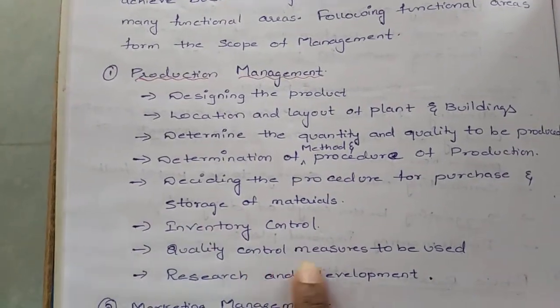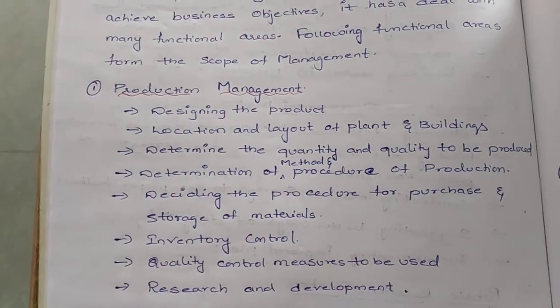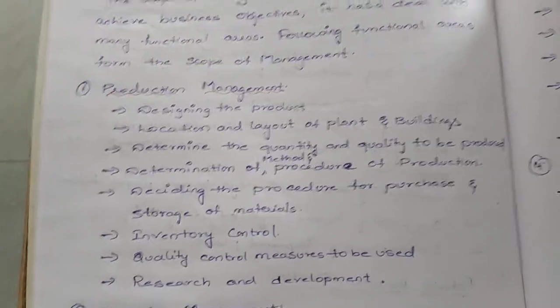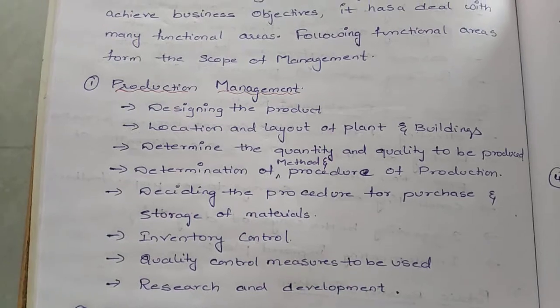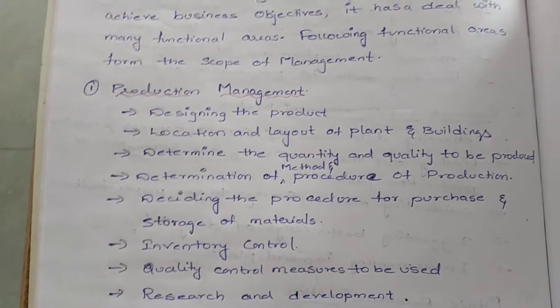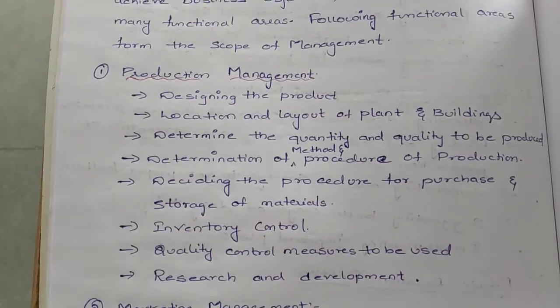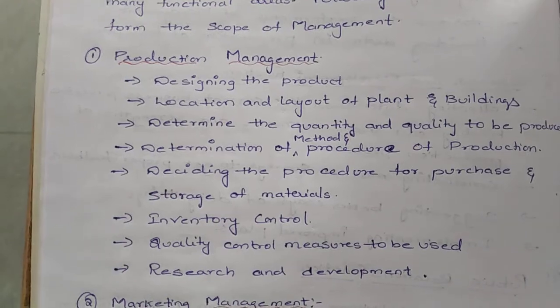Okay, next, quality control measures to be used. The product which the businessman is producing, he has to see that its quality is maintained. If quality is not maintained correctly, then what is the use of producing that product? Yes or no? Because we won't have sales in the market if quality is not good. So they have to take quality measures also.